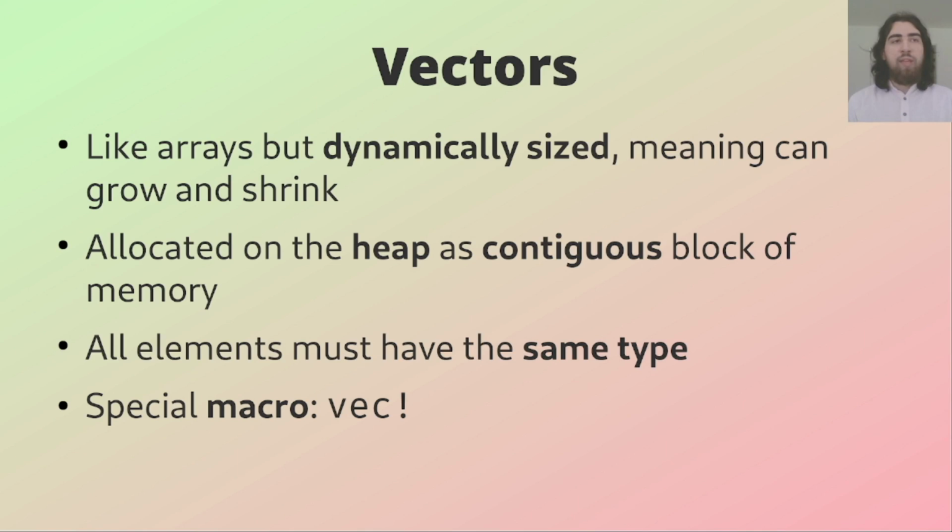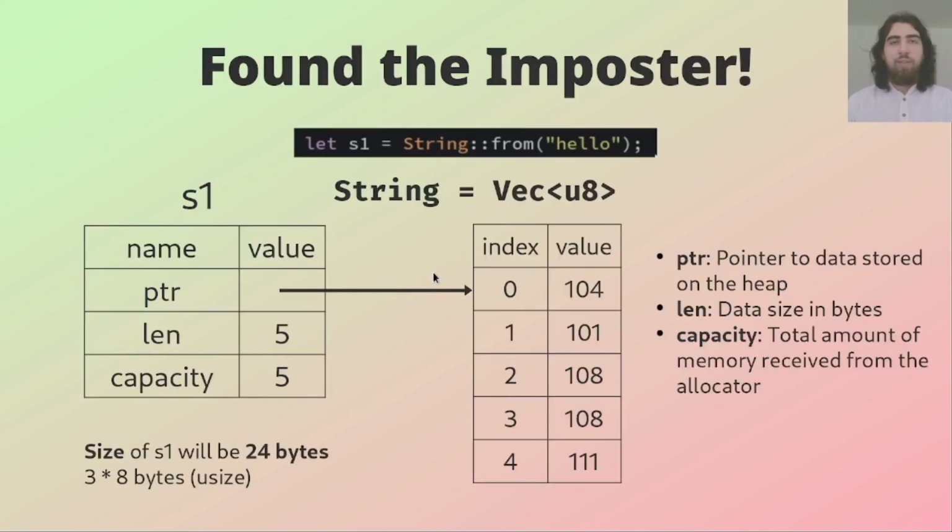So let's see vectors. A vector is like an array but dynamically sized, meaning they can grow and shrink. It's allocated on the heap as a contiguous block of memory. All elements in a vector have to have the same type. And there is a special macro vec! which you can use to initialize a new vector. So all this time we've been dealing with an imposter. In actuality, the String type is just a vector of UTF-8 bytes that gets allocated in heap memory.